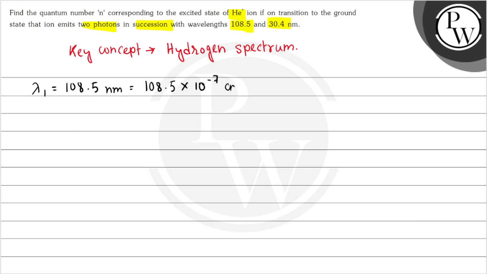10 to the power -7 सेंटीमीटर, and lambda 2 is given as 30.4 nanometer, that is 30.4 into 10 to the power -7 centimeter.